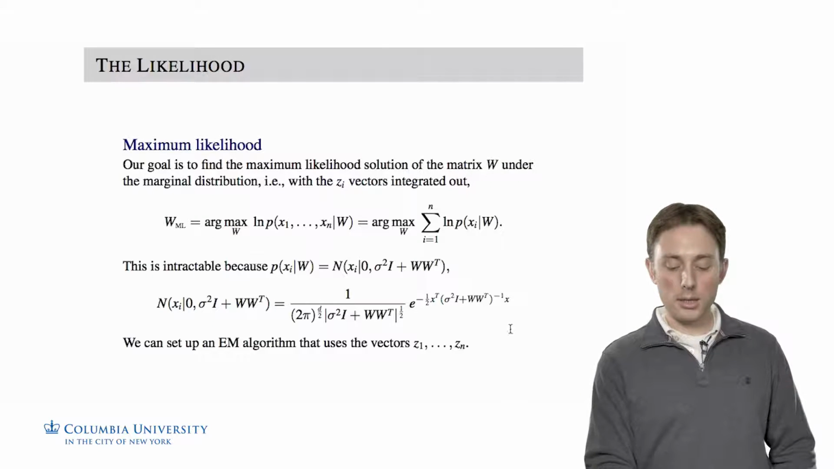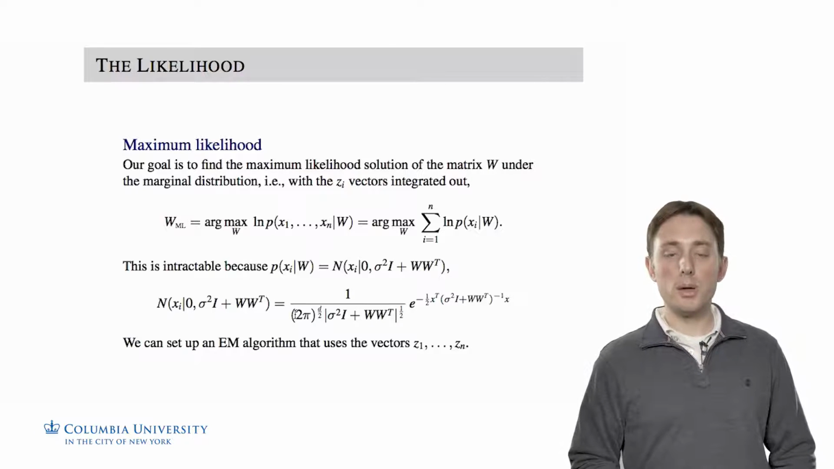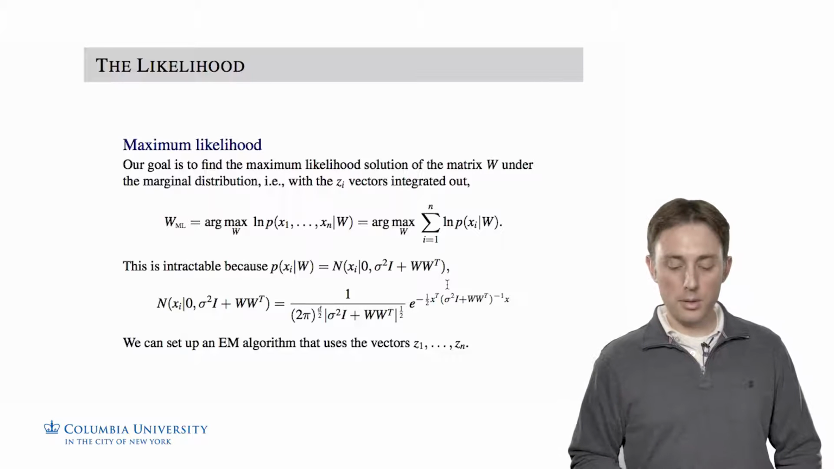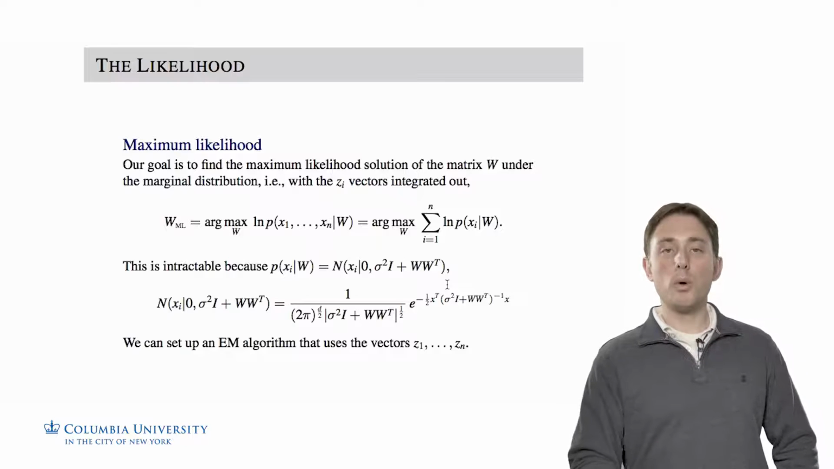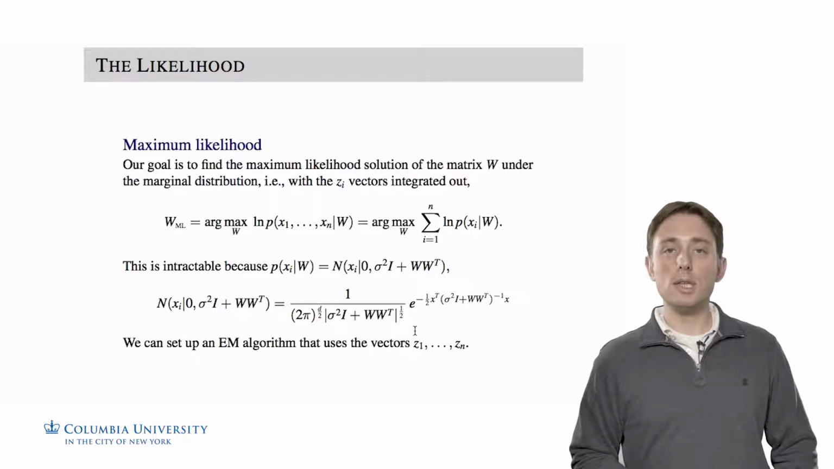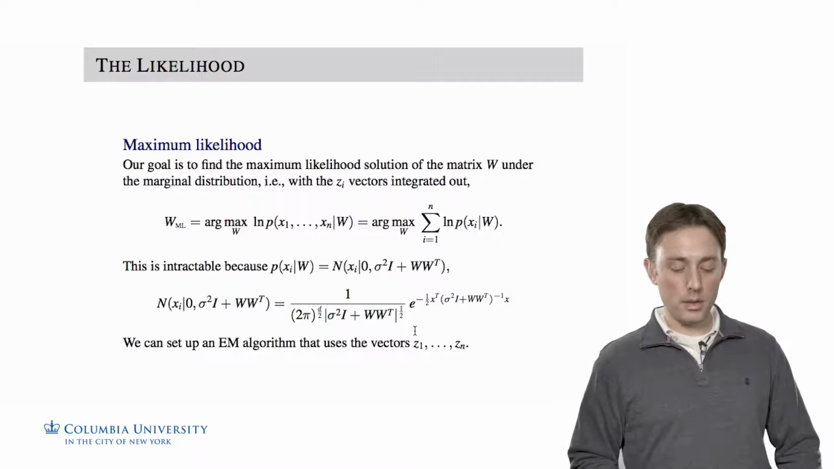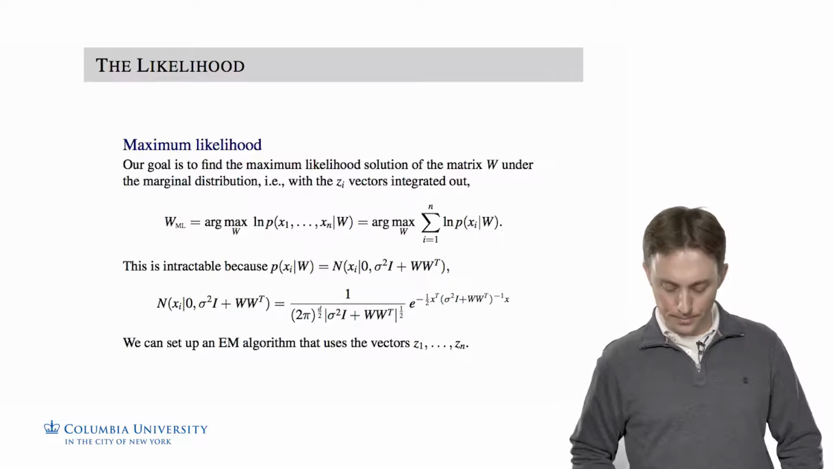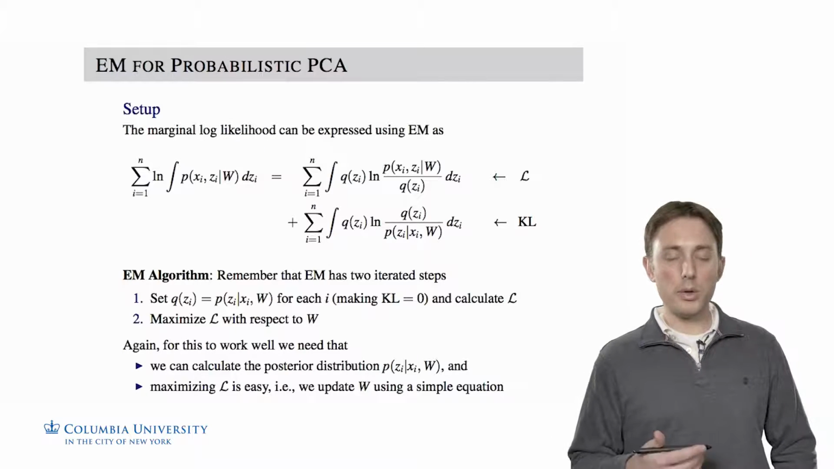So take the log of this thing, take the derivative of it with respect to the matrix W, and you quickly find that we're in a bind. We can't do this and solve for W analytically. And so what we're going to do is reintroduce these vectors Z as the missing part of our model, and then do EM on that. So this is another example of where EM is useful.